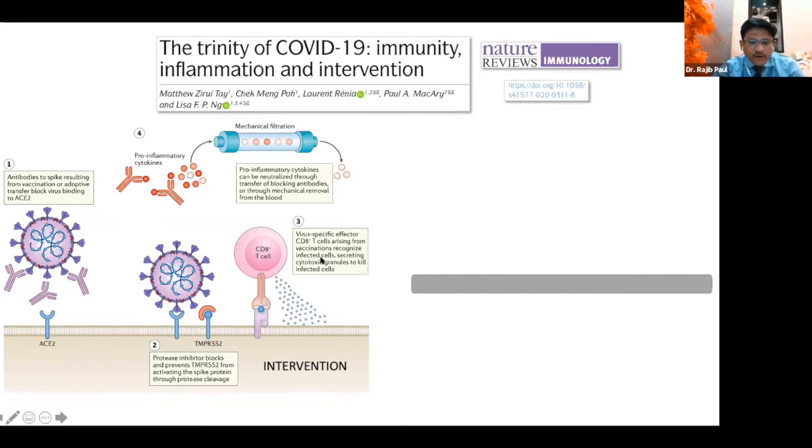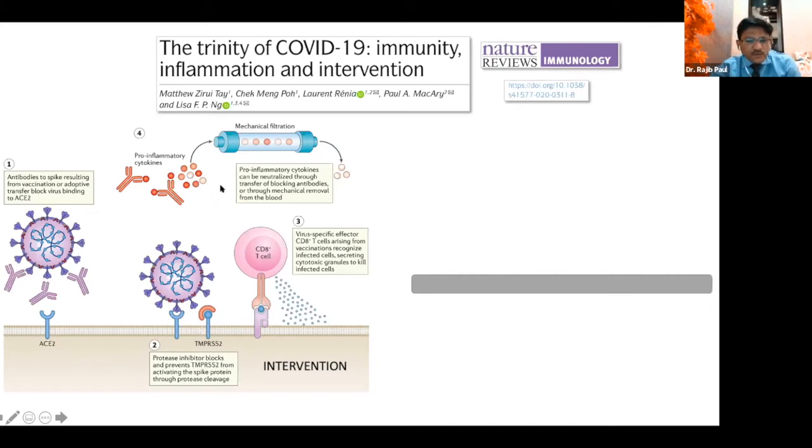Third is what we all know, the innate immunity and the adaptive immunity, which comes in the CD4 cells, CD8 cells. The CD8 cells coming in, so we could basically get virus-specific effector T cells, which are achieved through vaccinations. So this is the third way of intervening. The fourth way of intervening is basically removing the cytokines. This is where the late stage comes in.